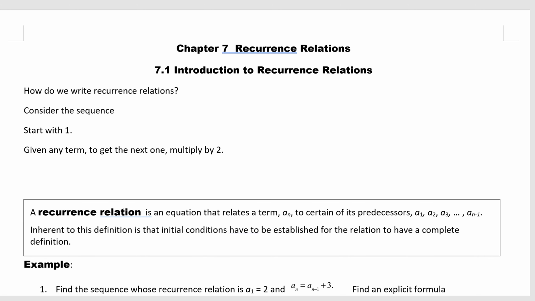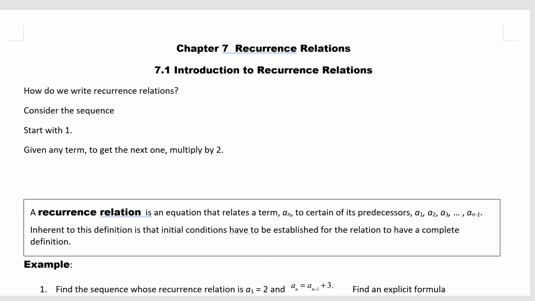Hi everyone. Today let's talk about Chapter 7, Recurrence Relation. Section 7.1, Introduction to Recurrence Relation. So in this chapter, we will only cover 7.1 and 7.2. How do we write a recurrence relation?